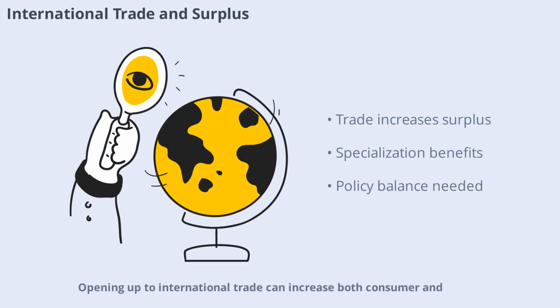Opening up to international trade can increase both consumer and producer surplus by allowing markets to specialize and trade efficiently. Consumers get access to cheaper goods while producers find new markets. However, some industries may lose out, so policymakers must balance the gains and losses.